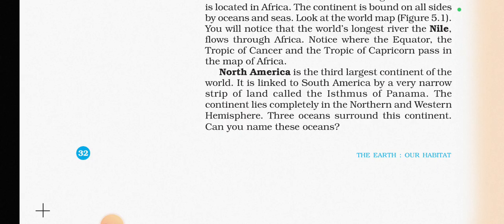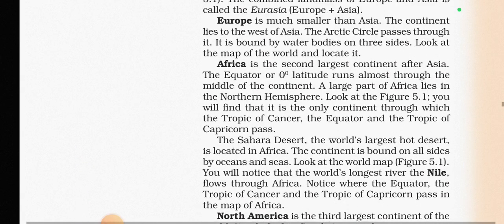The continent lies completely in the northern and western hemisphere. Three oceans surround this continent. So North America, can you imagine? In the west you have the Pacific Ocean, in the east you have the Atlantic Ocean, and in the north you have Canada. Near here you can see this sea also.